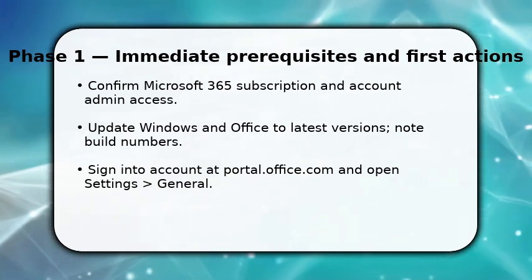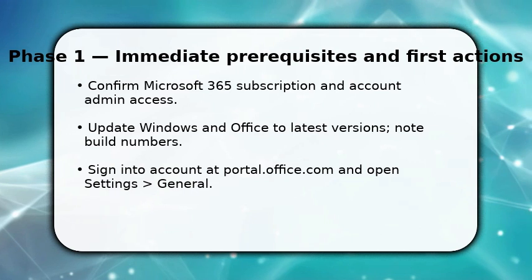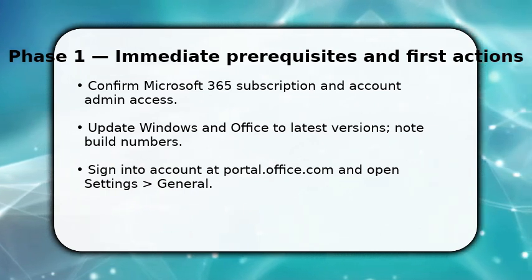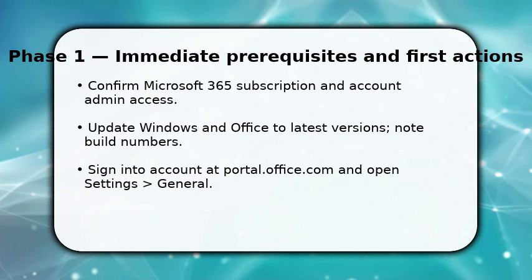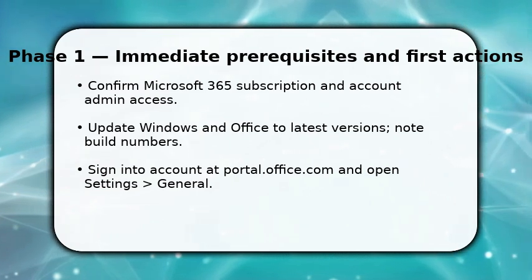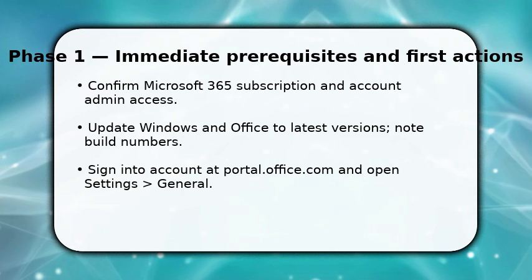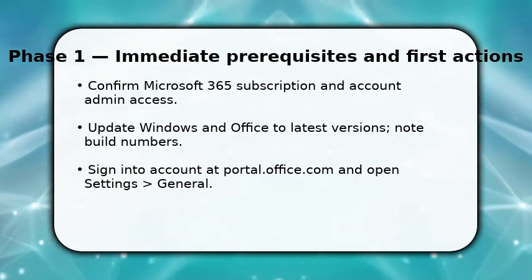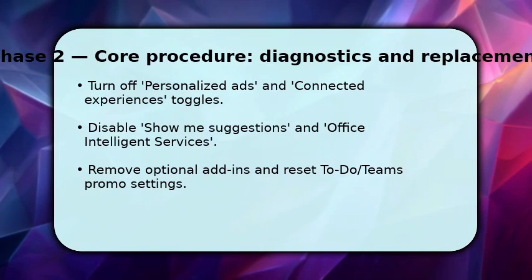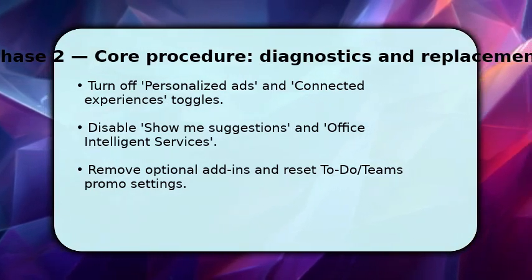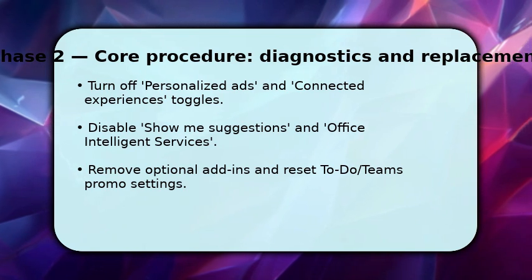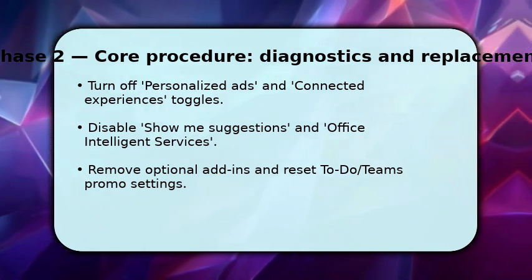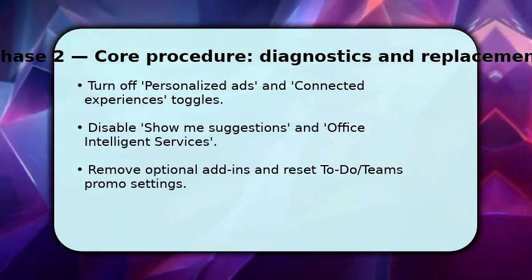You'll disable the sources that serve in-app promotions. Do this first to stop new ad triggers while you move on to deeper, persistent controls. Now you remove the features that push targeted messages, primarily turn off personalized ads and connected experiences in both Office settings and Windows privacy.